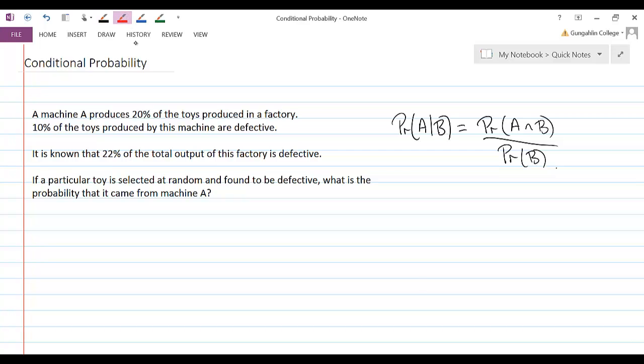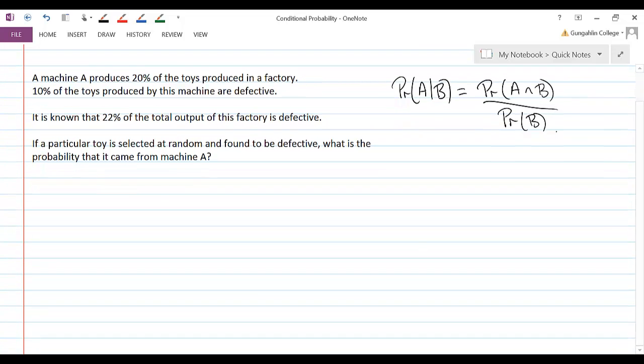A machine A produces 20% of the toys produced in a factory. 10% of the toys produced by this machine are defective. It is known that 22% of the total output of this factory is defective. If a particular toy is selected at random and found to be defective, what is the probability that it came from machine A?